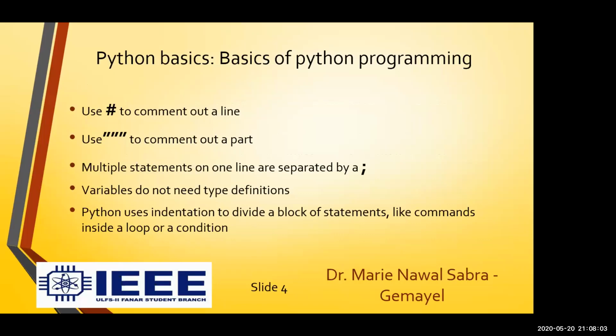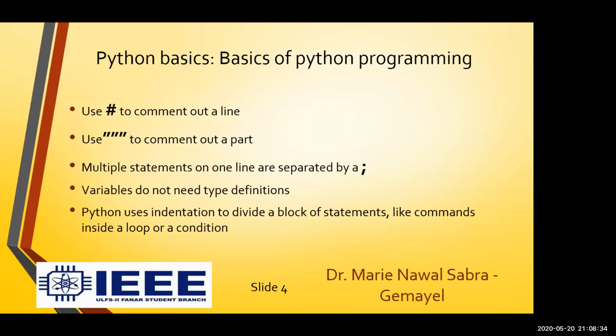Some basics in Python programming. You use the hash to comment out a line if you want to put a comment. And if you want to comment out a part, you use the 3 quotes. You could use single quotes, double quotes, it depends. You can use both. Multiple statements on one line are separated by a semicolon. So you could put multiple statements on the same line so that it looks smaller, so that you read it well. So you could separate them by a semicolon.